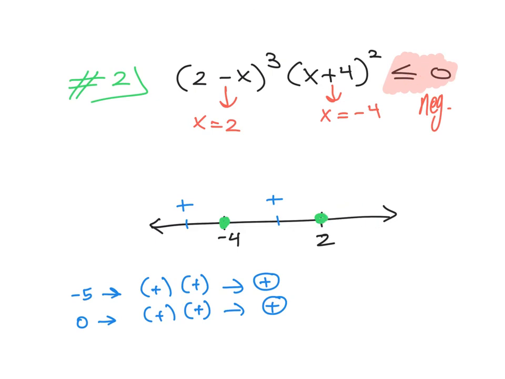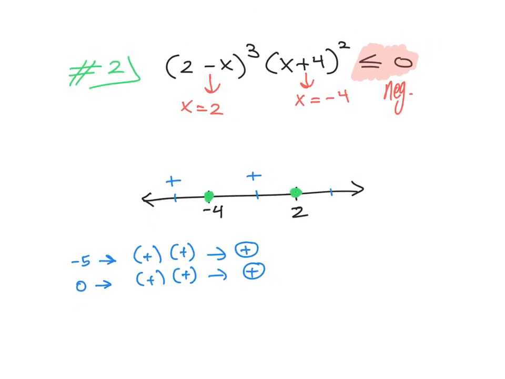Now let's test a point that is greater than 2. So let's take 3. Okay, I'm not going to write it on the number line so I don't get confused with the roots. Okay, so 2 minus 3, that's a negative. Negative to an odd power, which is 3, that's still going to be a negative. Now 3 plus 4, that's positive, and you square it, it will always be positive. So negative times positive is negative. So it gave me something that's negative. It means I want this part of the number line.